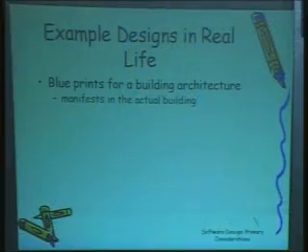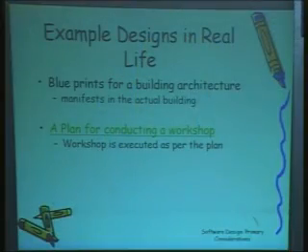So blueprints for a building architecture. This is an example design. This manifests in the actual building later. The actual project has to be executed as per the design. This is another example of a design, a plan for conducting a workshop. You are conducting an event, and the actual event is your actual project, or you can say it's an implementation. But you want to first have the design of that event, and then as per the design you want to execute it. So we have an example here.